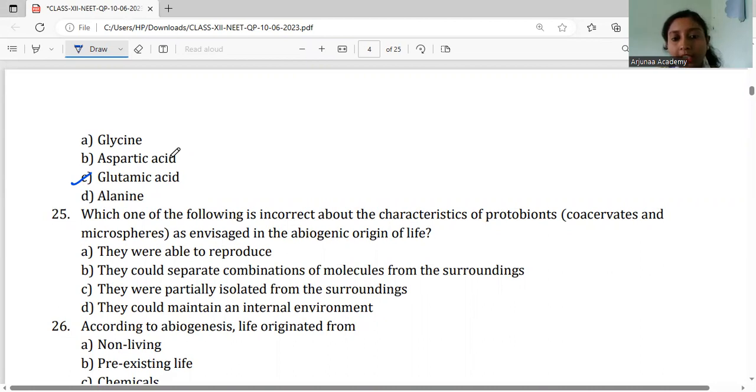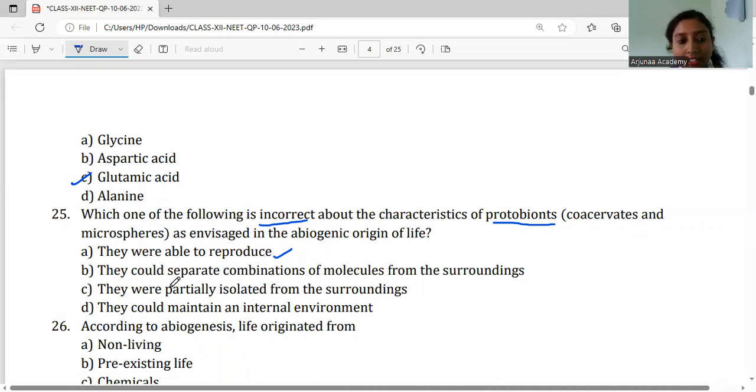Which one of the following is incorrect about the characteristics of protobiont? Protobionts are the first cell. Proto, the first; biont, the life. So the first life, the first living cell. They are also called coacervates and microspheres, right? About these protobionts, which of the given options is incorrect? They are asking. Okay, so they were able to reproduce. Yes, they are self-replicating metabolic capsules.